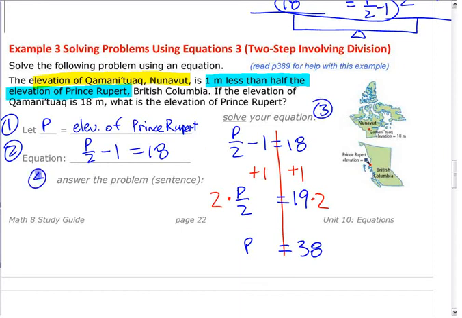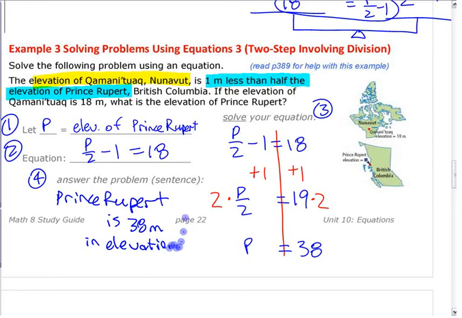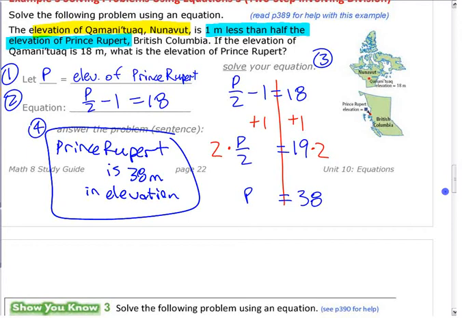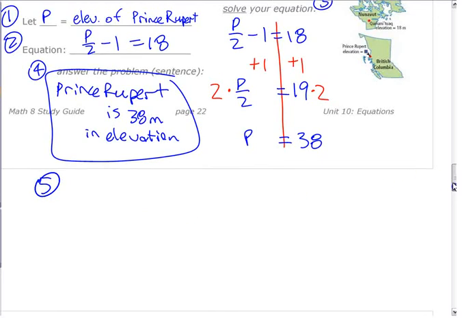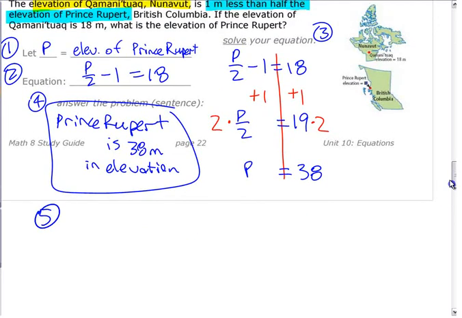Step 4 is answer the problem. Prince Rupert is 38 meters in elevation. Okay, there's your answer. Now really we could have put in here a step 5. Do you want to add a step 5 to the thing? What might a good step 5 be if we were going to add a step 5 to our process? Well, no, even if you have that here when you're answering the question, that's part of step 4, but absolutely put the meter sign.